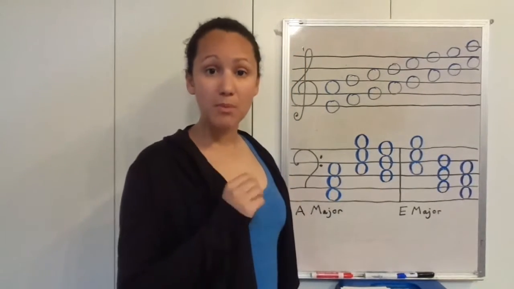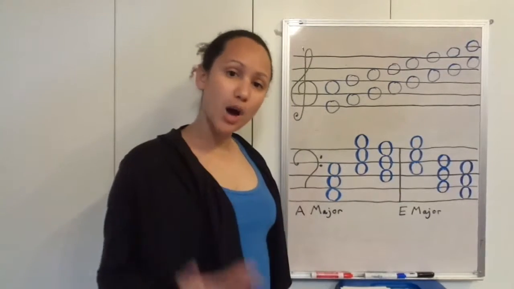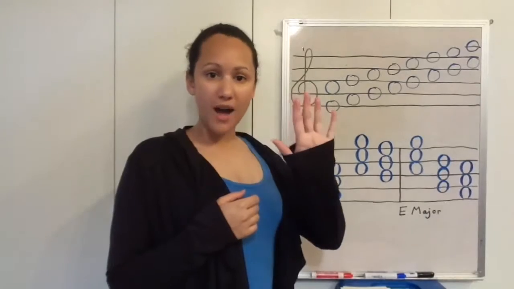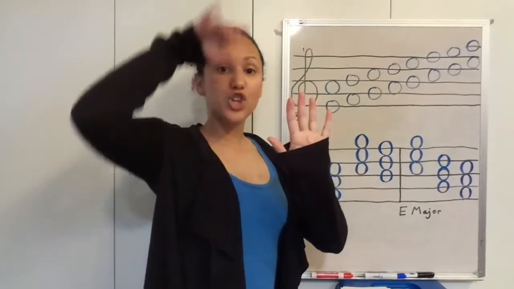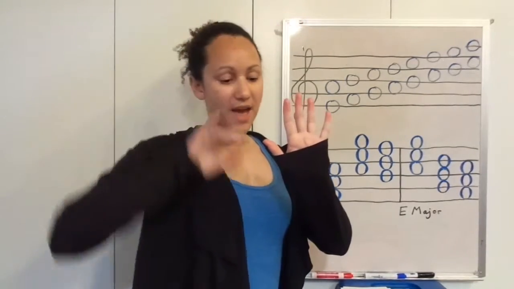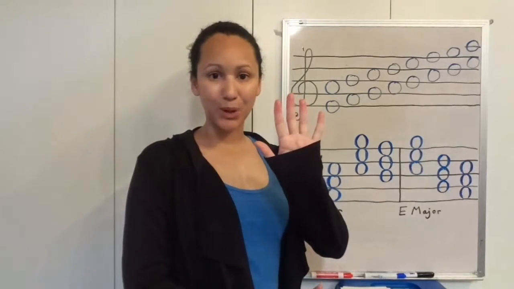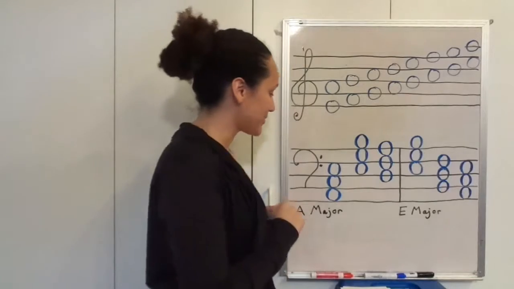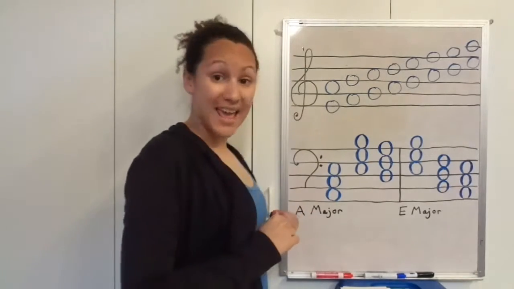Remember that sub means below, so it dominates from underneath. Think about it this way. If you have the tonic in the middle, the dominant is a fifth above, and the subdominant is a fifth below. So they kind of surround the tonic. So we're going to look at A major now.